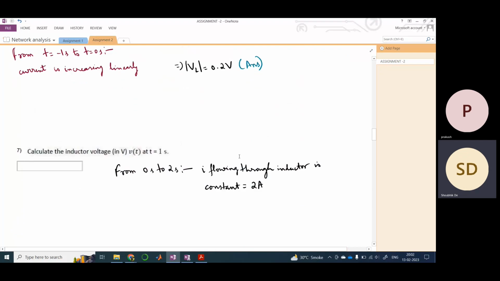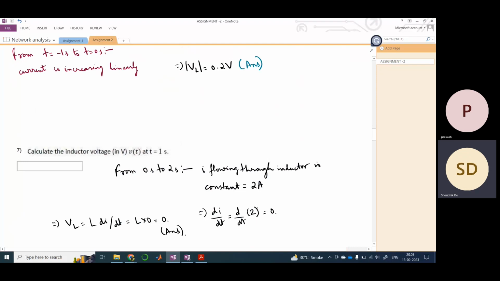If we find the derivative of a constant, it is nothing but 0, right? So basically my di/dt here would be d/dt of 2 amperes. Since it is constant, this would be 0. Therefore v_L would be, if I ignore the minus sign, L into 0. So this would be 0. This is my answer.